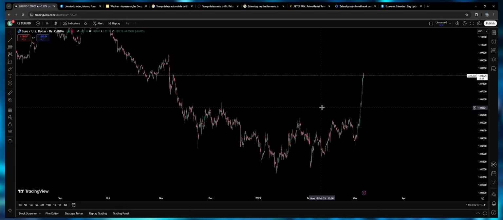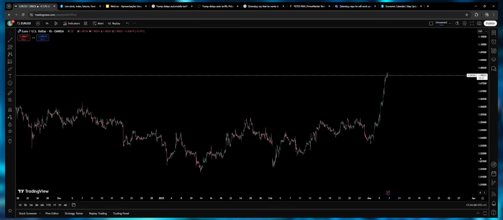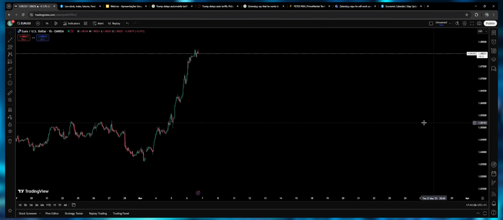Do I think it can possibly come back? Well, look, most likely, but maybe not today. I think today we may continue to have a rise in euro dollar. Okay.